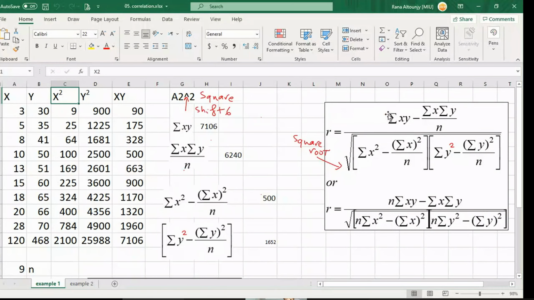Let's start with sum of X multiplied by Y. This is X multiplied by Y. So we have the value of X, value of Y. X multiplied by Y. We have here X multiplied by Y. Here X multiplied by Y. Here also X multiplied by Y. So here we took the sum of the values.